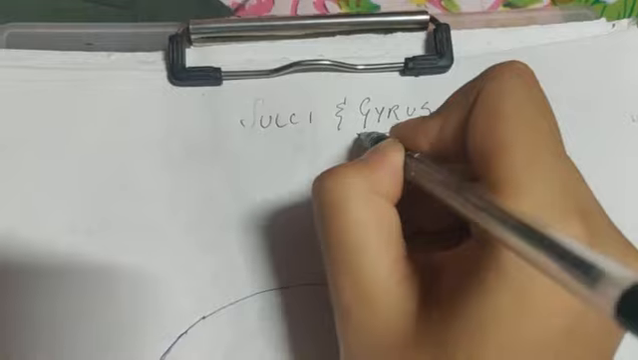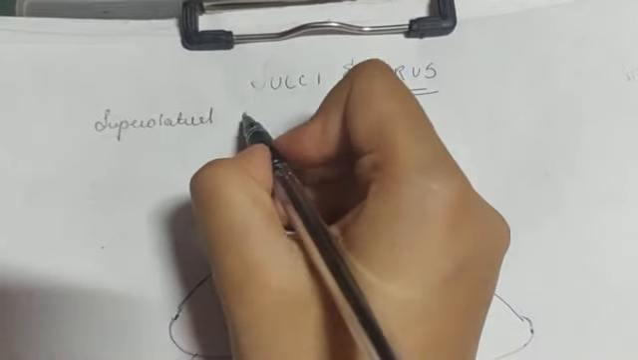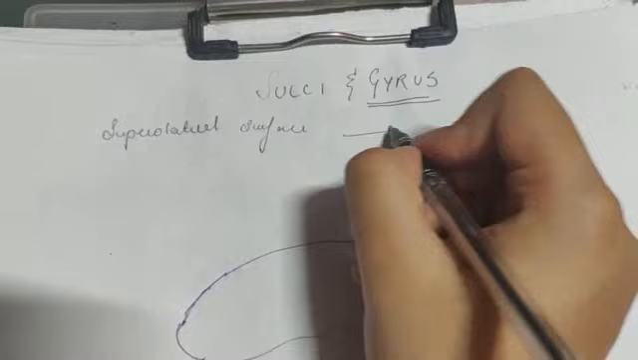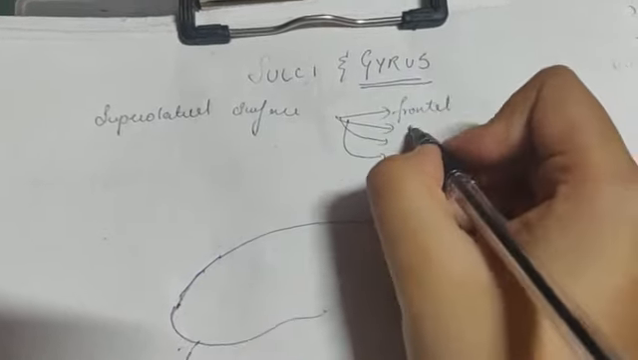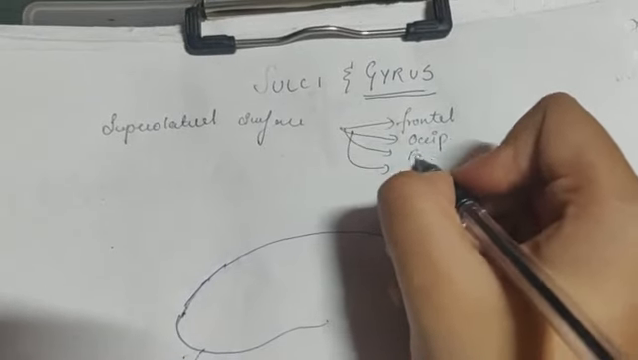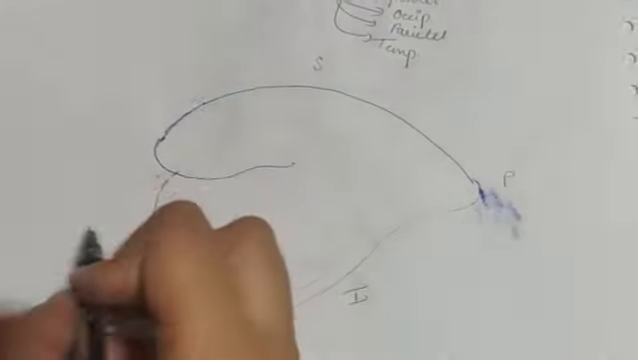Okay, so now we'll be talking about the sulci and gyri. Each surface has different sulci and gyri. We have three different surfaces, so we're going to talk about it under three different headings. Now we'll be talking about the superolateral surface. The superolateral surface itself is divided into four different parts: the frontal, the occipital, parietal, and the temporal. Okay, so here this is the diagram of the cerebrum. This is the superolateral surface. Now this is the superior part, inferior, this is posterior, and this is anterior.